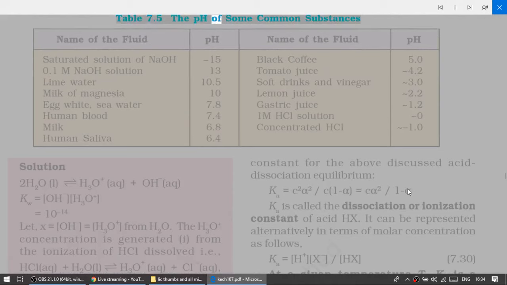Table 7.5: The pH of some common substances. Name of the fluid, pH. Saturated solution of NaOH, ~15. Black coffee, 5.0. 0.1 M NaOH solution, 13. Tomato juice, ~4.2. Lime water, 10.5. Soft drinks and vinegar, ~3.0. Milk of magnesia, 10. Lemon juice, ~2.2. Egg white, sea water, 7.8. Gastric juice, ~1.2. Human blood, 7.41. 1 M HCl solution, ~0. Milk, 6.8. Concentrated HCl, ~−1.0. Human saliva, 6.4.